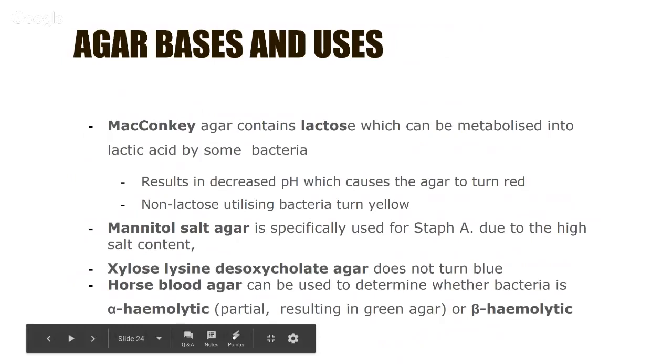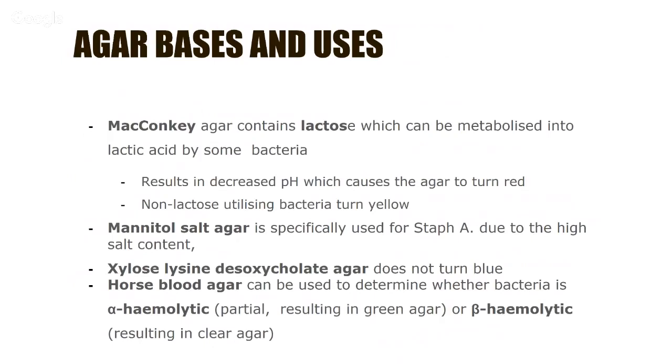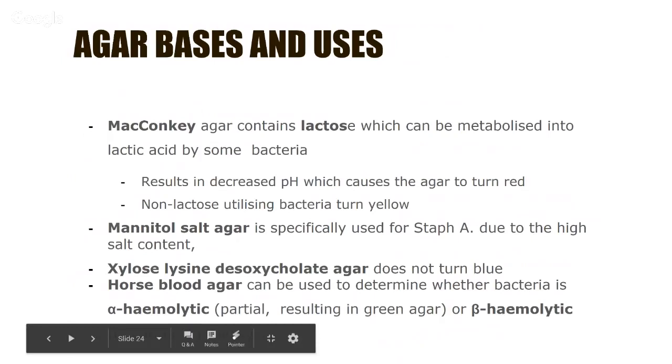Another important one is your horse blood agar. So you learn this in second year a bit, but certain bacteria are maybe alpha hemolytic or beta hemolytic, and what these basically mean is that they can actually hemolyze your blood cells, or basically lyse them or kill them. And in a clinical setting, this would obviously be quite important and dangerous. So these are used to diagnose and detect those kinds of bacteria.